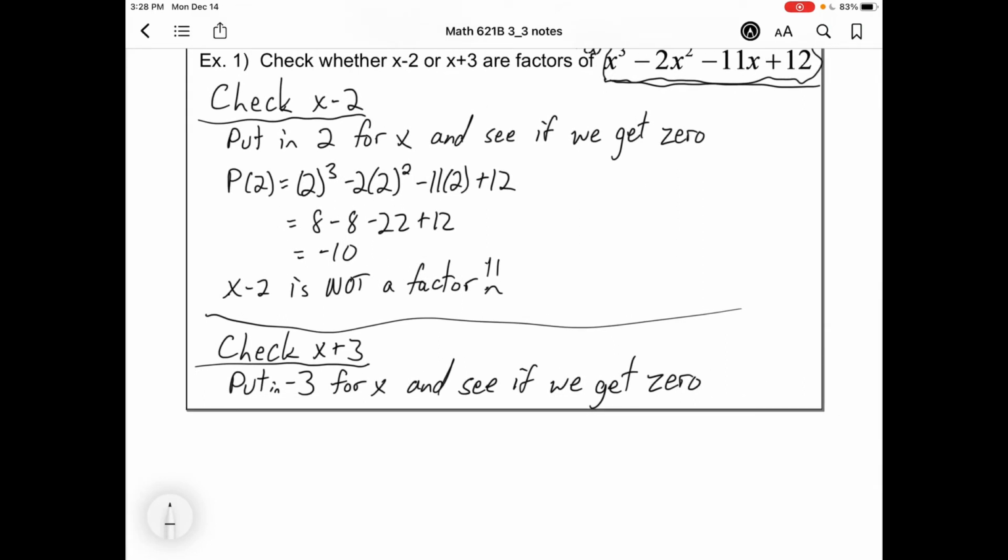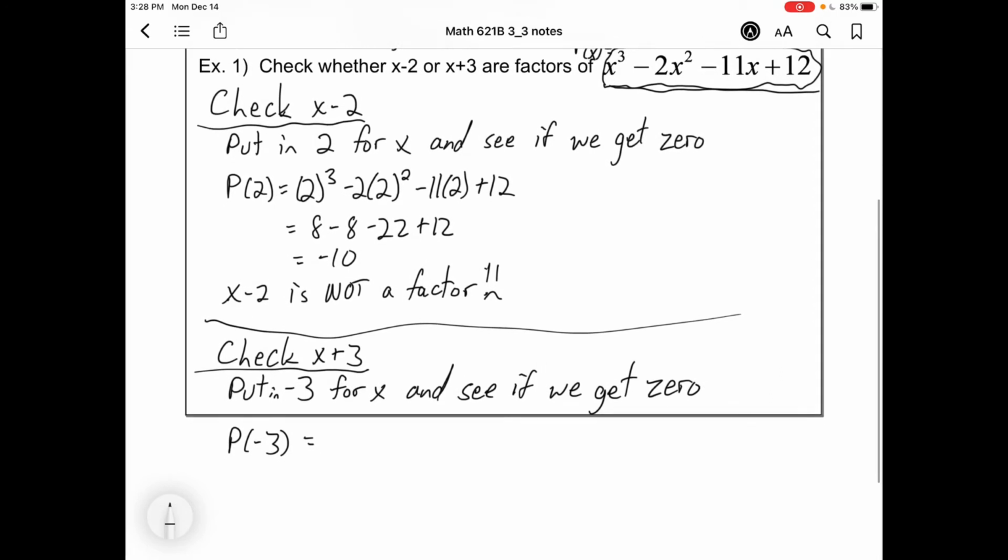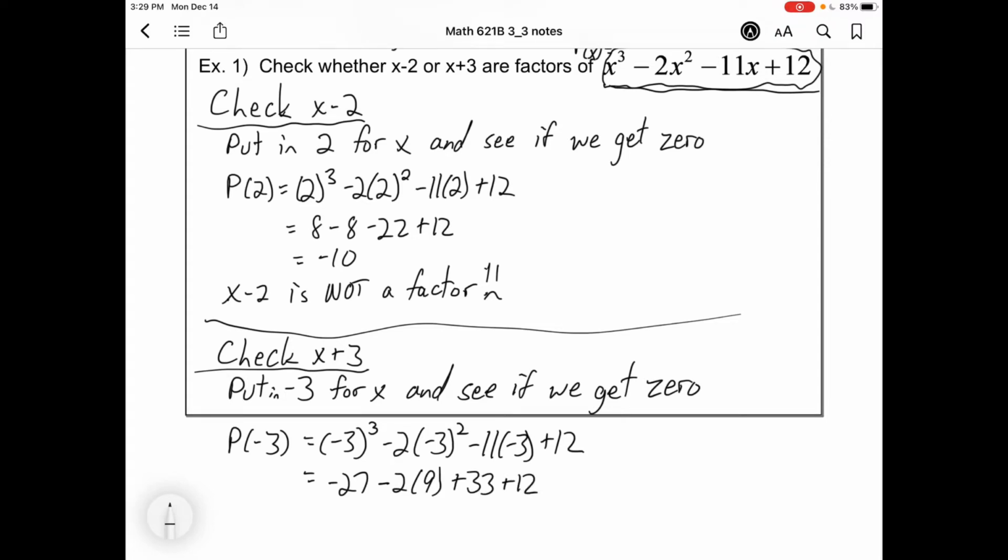So same polynomial. If I put in negative 3, I would have, you can see it up at the top there, negative 3 cubed minus 2 times negative 3 squared minus 11 times negative 3 plus 12. Let's see what happens now. So that would be negative 27 minus 2 times 9 plus 33 plus 12, or negative 27 minus 18 plus 33 plus 12. Is that 0? That's negative 55 plus 55.